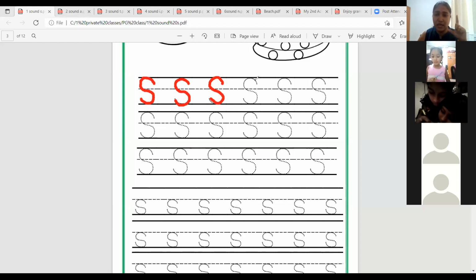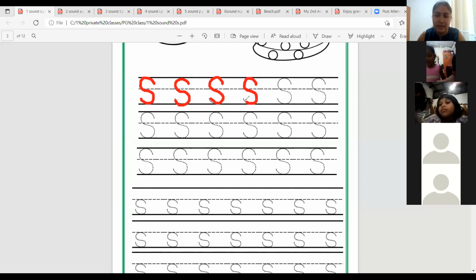Okay, always we should touch both the lines. Both the lines. Okay, we write touching both the upper line and the lower line. Our letters can't float. Always we should touch the first line like this and then touch the second line like this. Okay. Understood? Okay, this is the way we write.